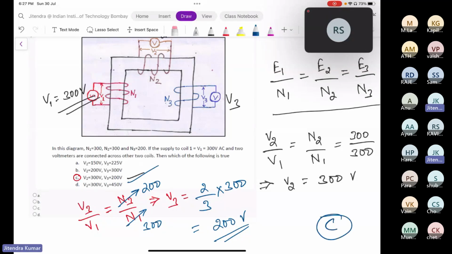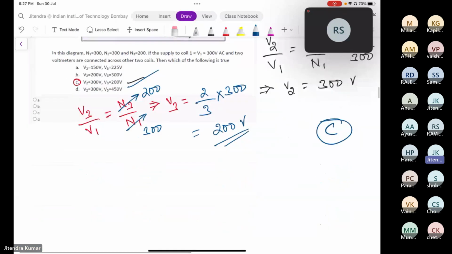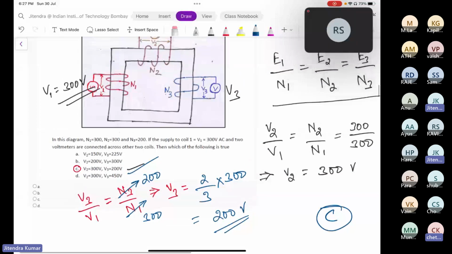Anyone has a doubt in this? Okay. If not, then we will move on. Yeah, go ahead, please.